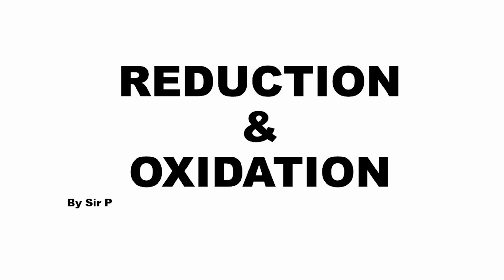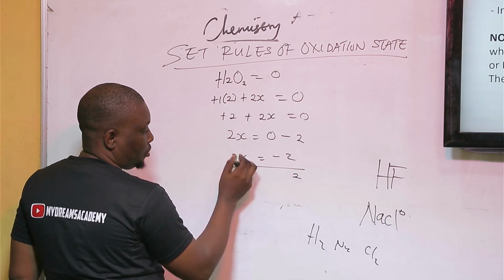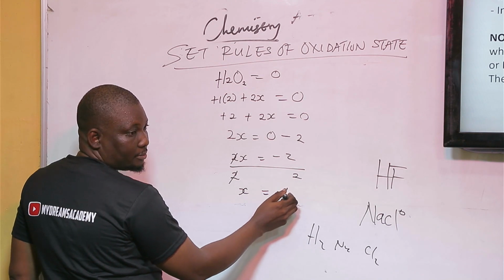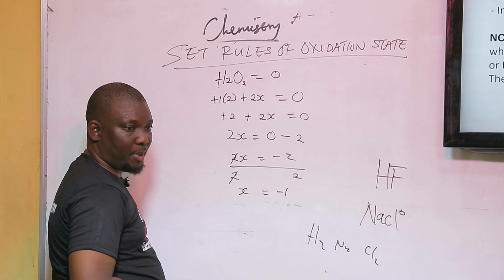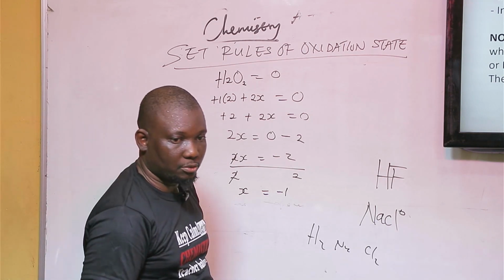Divide both sides by the coefficient of x, which is 2. So x alone is -1. Exactly. So that is the exception: apart from peroxide, every other compound of oxygen is -2.